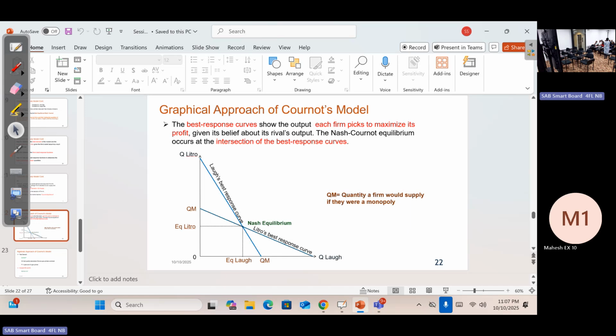What is allocative efficiency? If price equals marginal cost, that is allocative efficiency. Then what is productive efficiency? If that happens at the minimum point of average cost. Both happen in the long run for perfect competition only. So the perfect competitive firms in the long run become economically efficient.